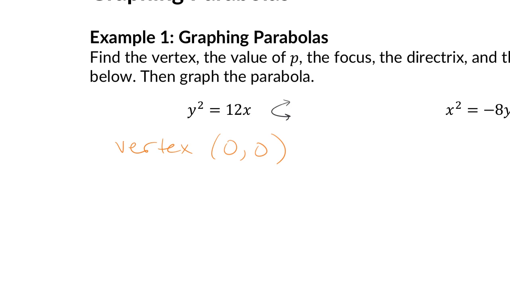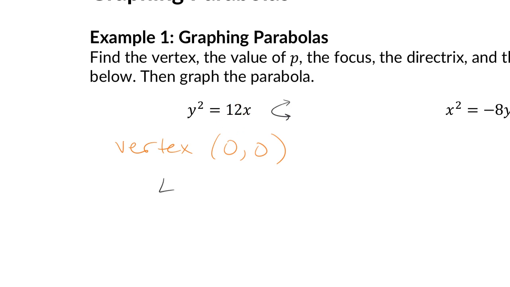We now need to find our focal length. Instead of having to find A, B's, and C's, all we have to find is P. But we know from the formula, and you can look back at the formula, that the number next to X in the formula is 4P. What's the number next to X here?